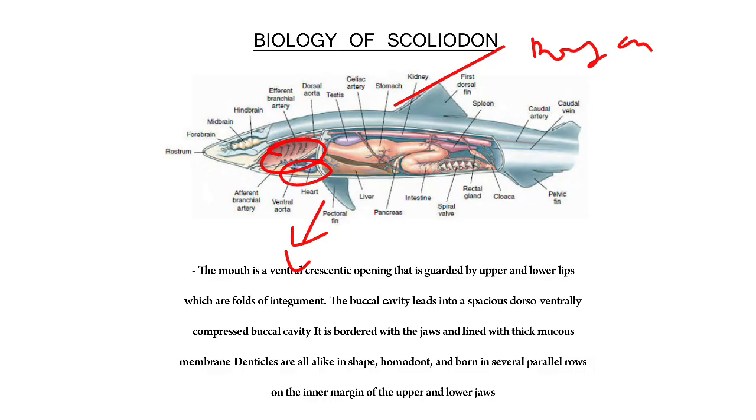Now, how about their nervous system? You see, the brain of Scoliodon is highly organized, and it is divided into the forebrain, the midbrain, and the hindbrain. The forebrain is called the prosencephalon. The midbrain is called the mesencephalon, and the hindbrain is called the rhomboencephalon. I think I should write that down.